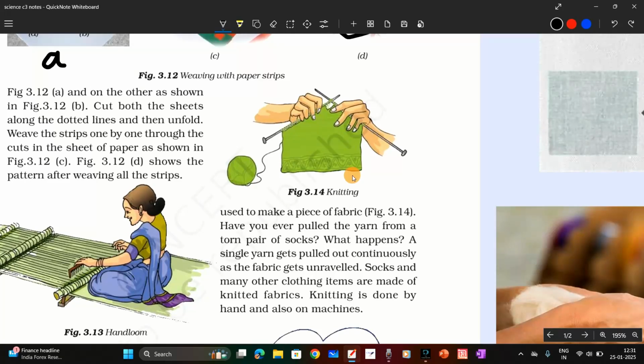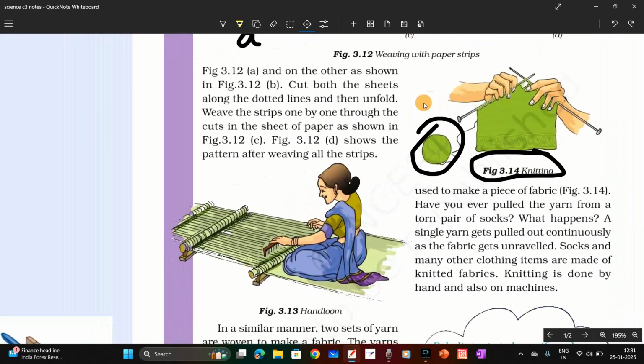As shown here, they have shown how the knitting is made. This is the knitting, this is the yarn, and they used to make sweaters and all in this process. This is somewhat difficult, but when you learn this process it will be very easy to make our own clothes. Okay, I will show you another picture.